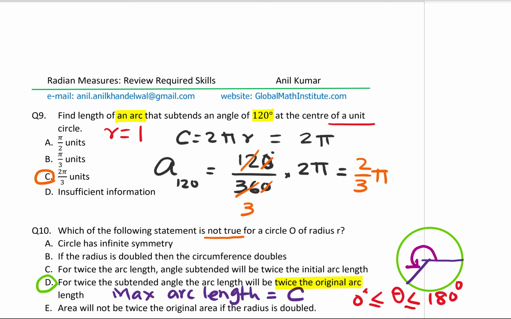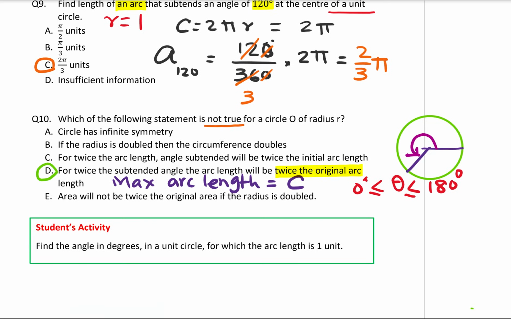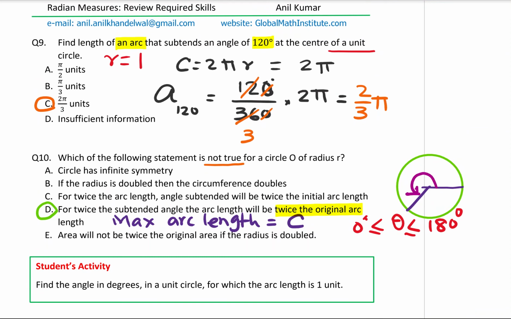Perfect. So I hope you have understood the concept. And here is the last question for you to work on, and that I'm treating as student's activity. The question here for you is, find the angle in degrees in a unit circle for which the arc length is 1 unit. All right.